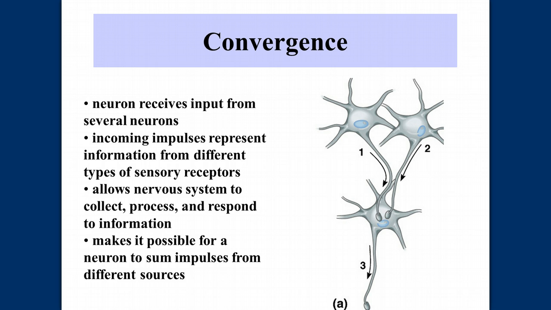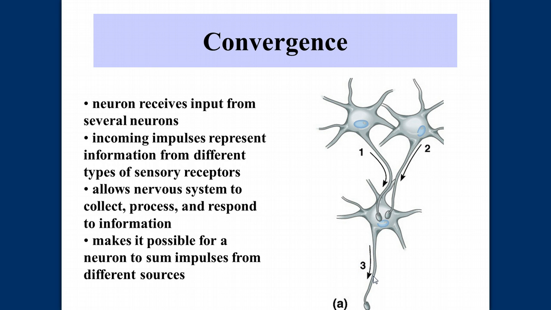One type would be convergent, where the neuron receives input from several neurons at the same time. We saw the picture where you have the synaptic knob of the presynaptic neuron attached to the dendrite or the cell body, or soma, and so you have several neurons attached. This would be convergence because this information is coming from two different neurons and it is received by one.